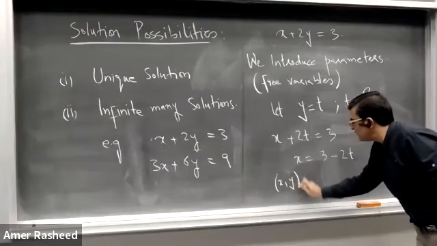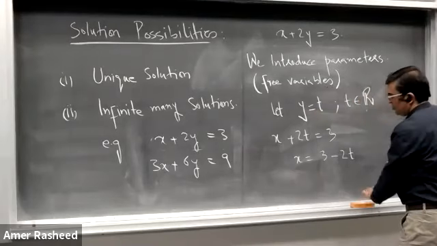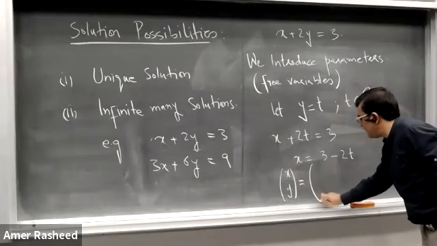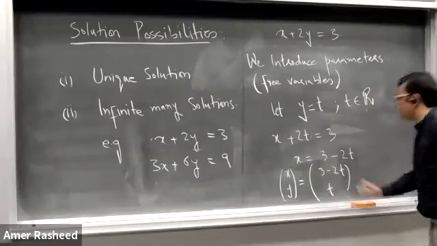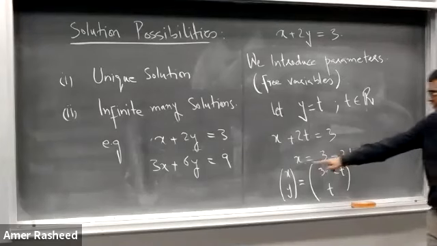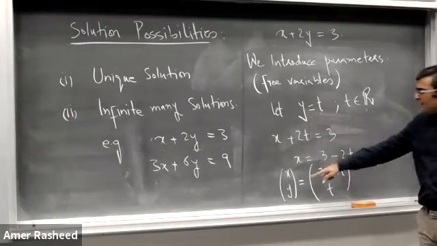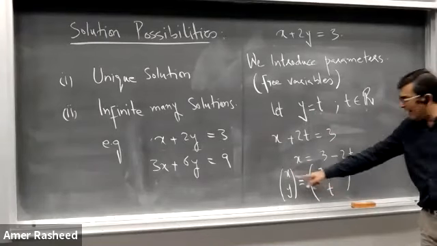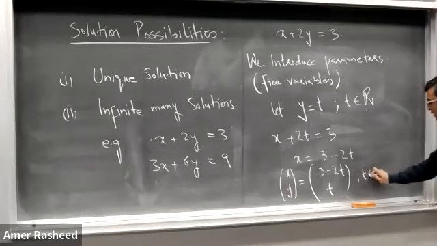x, y, where you can write it in vector notation, I hope you know it. (x, y) is equal to, where the value of x is 3 minus 2t, and the value of y is t. Okay, so this is your solution. We can combine them and write them in vector notation: (x, y) = (3 minus 2t, t). So this is your solution where t belongs to R.